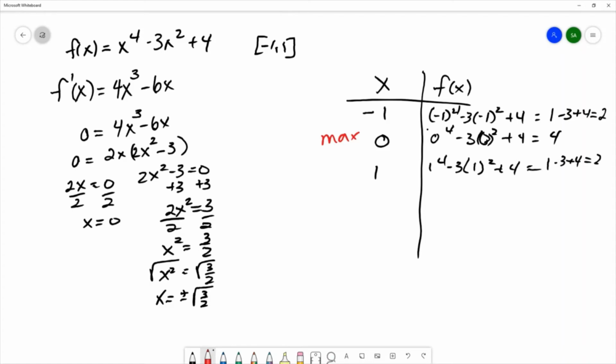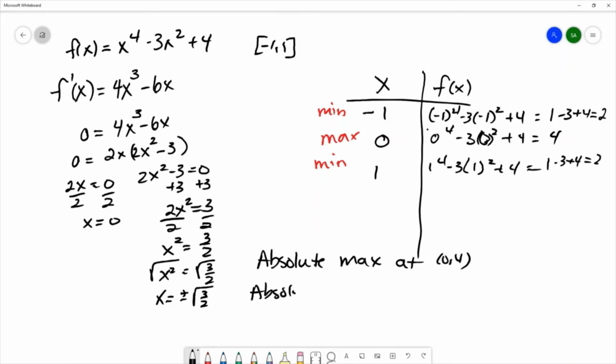The lowest, we have 2 lowest values. Those will be our mins. So we have absolute max at 0, 4, and absolute min at both of these points, -1, 2, and 1, 2.